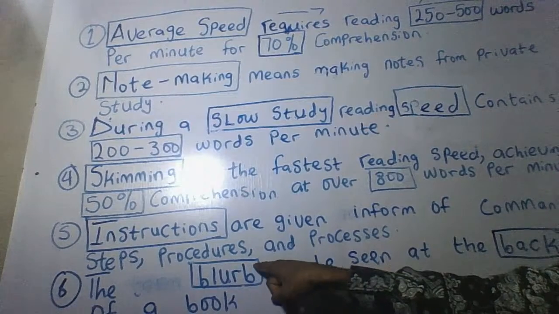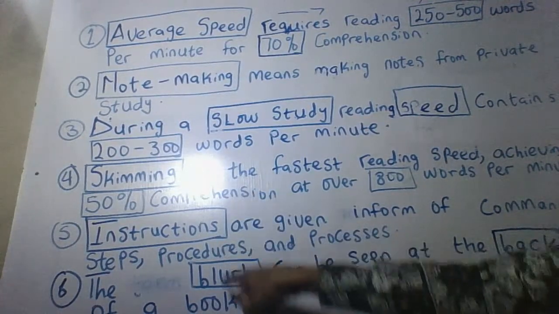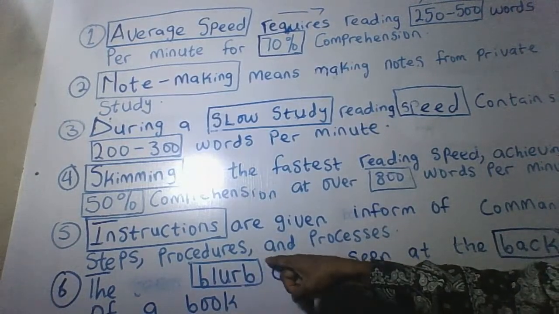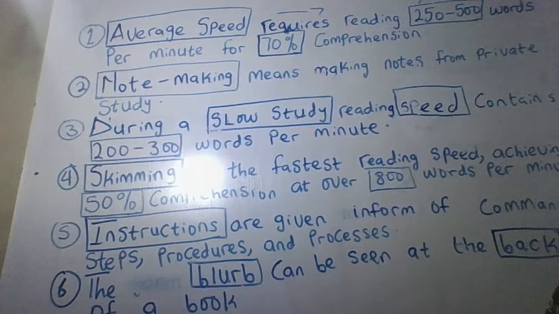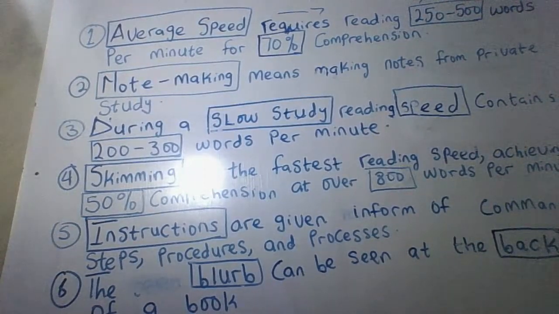The summary, they can say the dash can be seen at the back of the book. So if you don't write blurb, you write summary. You're summarizing. All right, so these are the six. The sixth question. Last time I gave five. This time around, I'm going to give six.